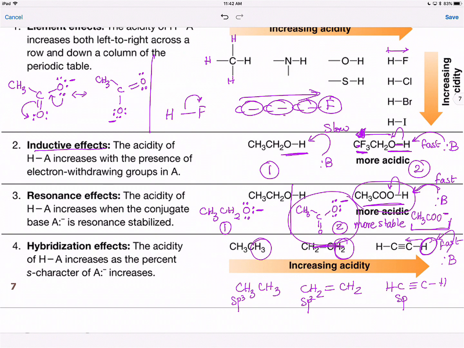So alkynes, triple bonded compounds, you got the functional group today. Alkynes are acidic. Alkanes are not acidic. Alkanes are neutral. Alkynes are acidic. Alkenes right in the middle. Okay. That's a really important slide.